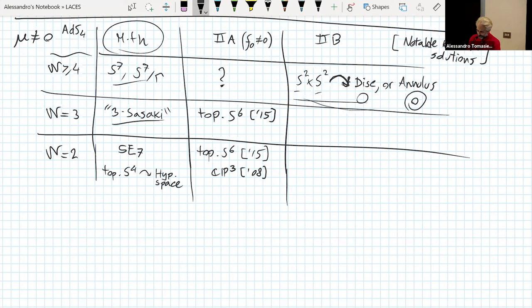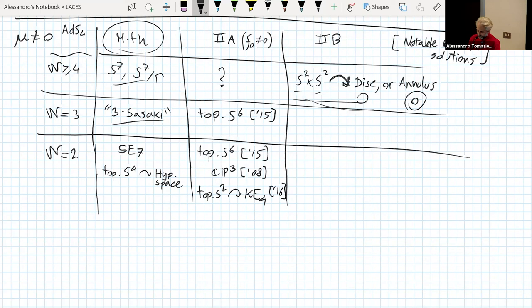In 2008. And then there is a class where you have a topological S2 fibered over some Kähler-Einstein manifolds. We should be clear what I mean by Kähler-Einstein. It's a manifold which is both Kähler and Einstein. Einstein means that the Ricci tensor is proportional to the metric. Maybe 17, something like that.